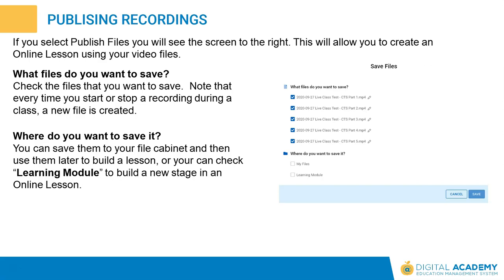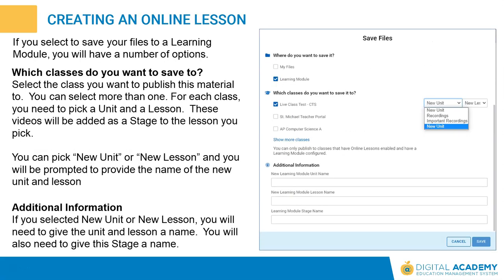Checking My Files will save it in your file cabinet. Checking Learning Module will allow you to build a new stage in an online lesson using these files. If you check Learning Module, you will need to pick which class you are going to create the learning module in. You can select more than one class. You will also need to pick a unit and a lesson.